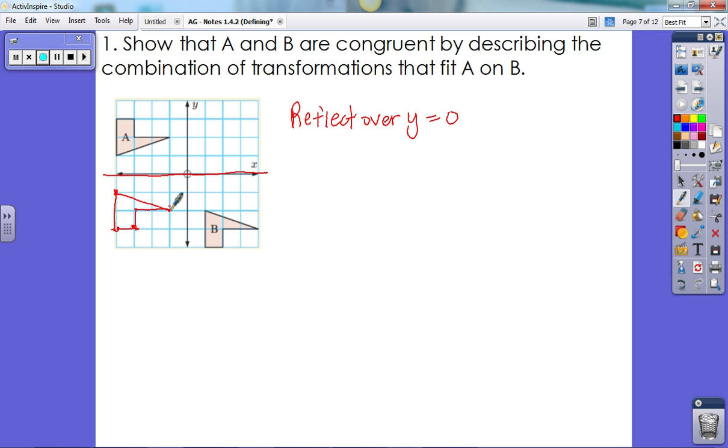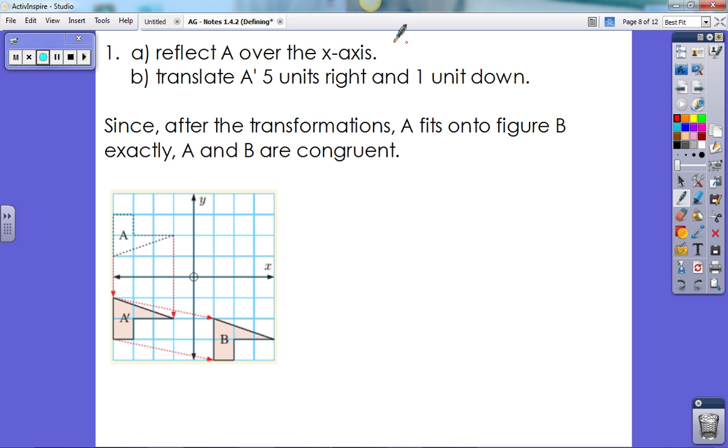There we go. It's going to look like that. And then I still have to move it down 1 and to the right 1, 2, 3, 4, 5. So remember that we can write like this. To the right 5 would look like this, and down 1 like that. But again, there's many different combinations that you could use. That's the same as what I've written here.